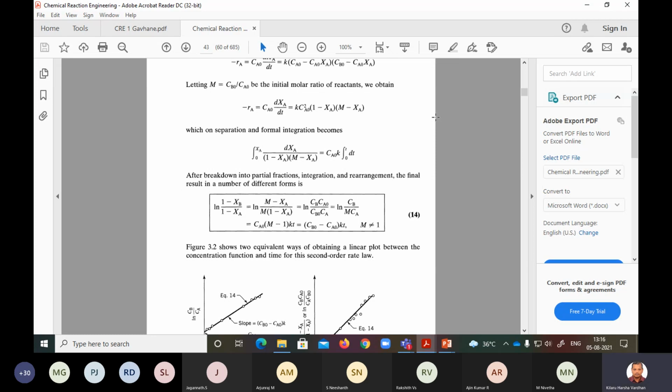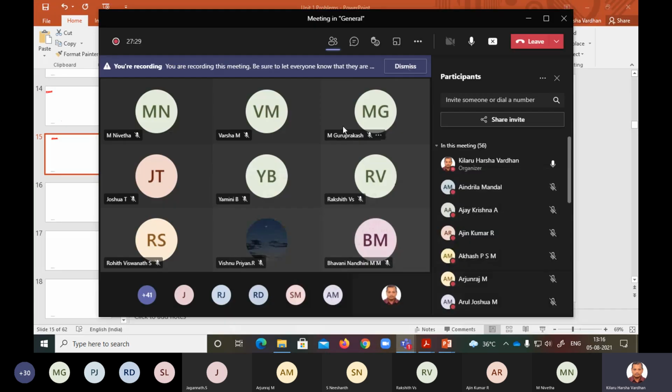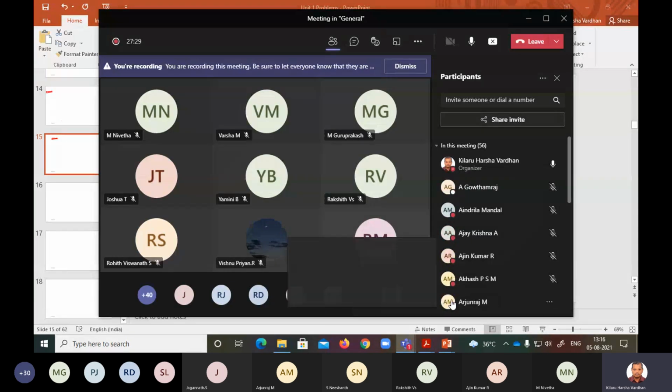Even for CRE 2, it becomes much more difficult because mass transfer will come into the picture, right? So let us do some problems. Today we'll wind up the first unit.